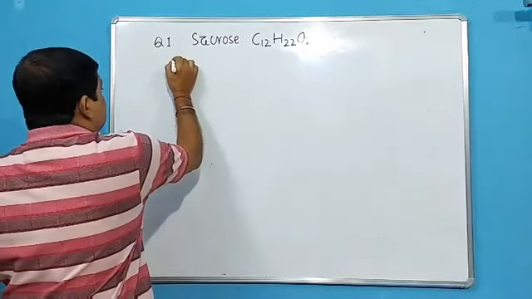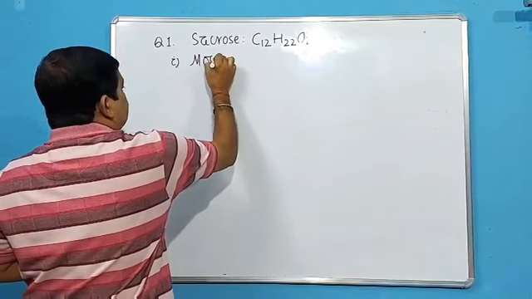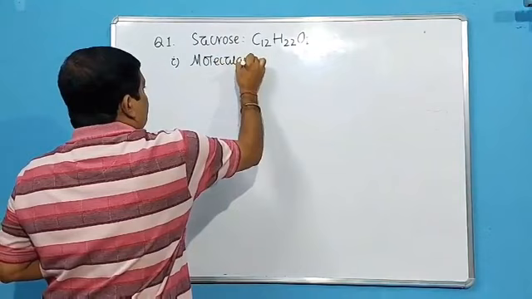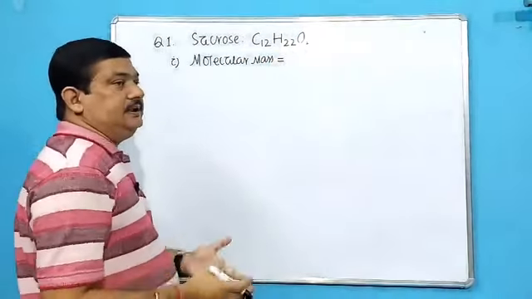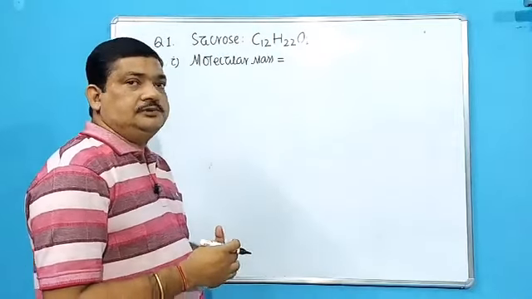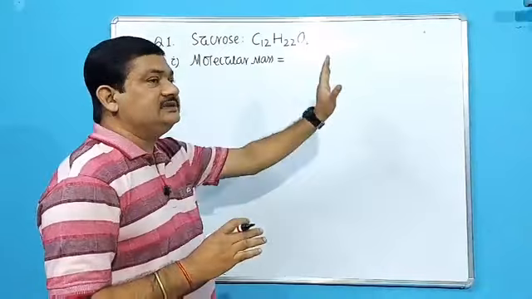Find the molecular mass. How to find the molecular mass? I am telling you again and again: simply multiply the number of atoms with atomic mass and add them.